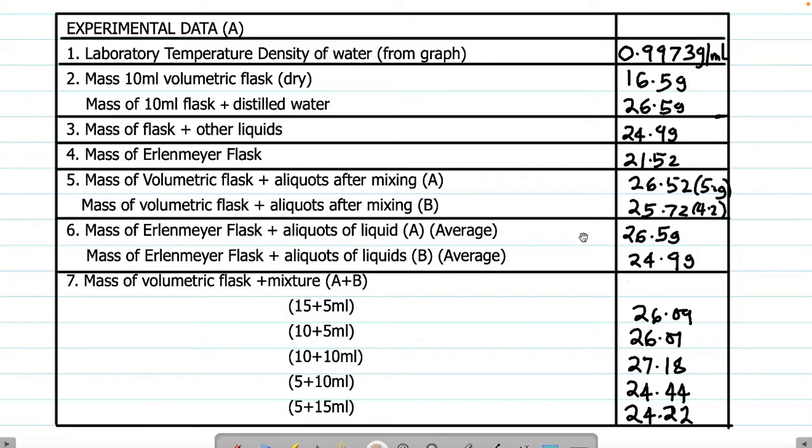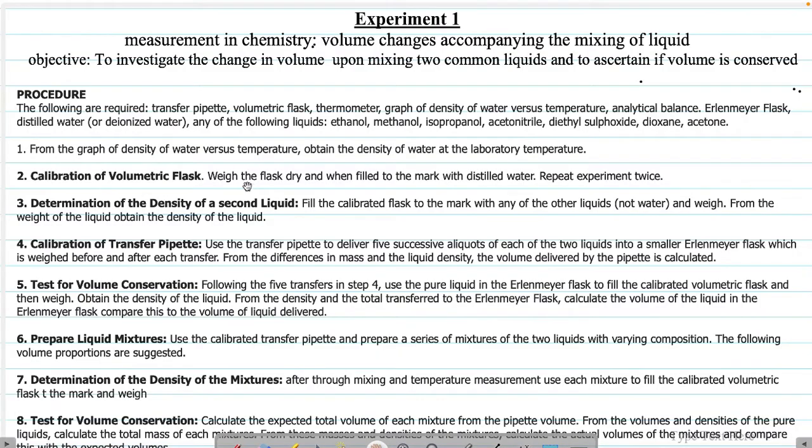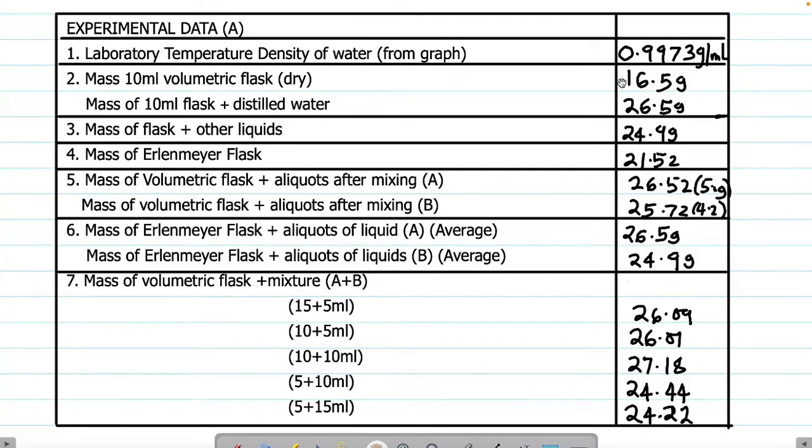So the first procedure is, from the graph of density of water, obtain the density of water at the laboratory temperature. In this case, they'll measure the temperature of the water, and from there they'll get the density of the liquid and give it to you. The density of water they got last year was 0.9973, and I don't think there's any difference between last year and this year. Water doesn't really change density as the year goes by.